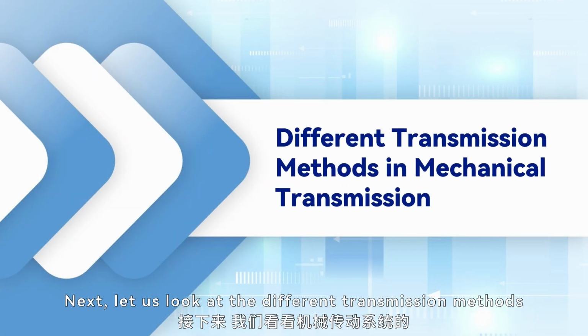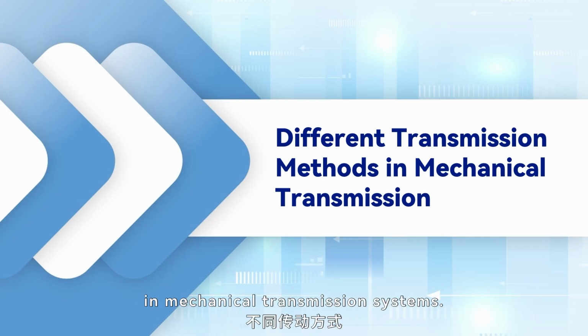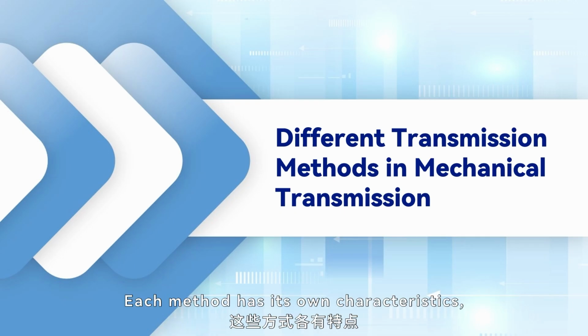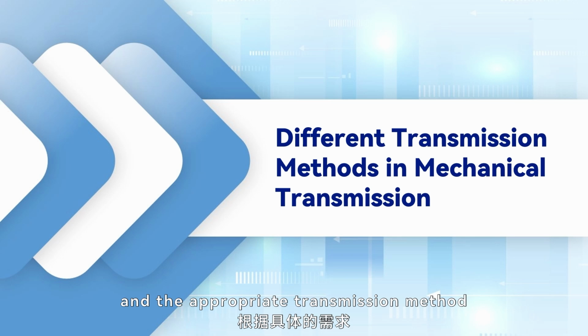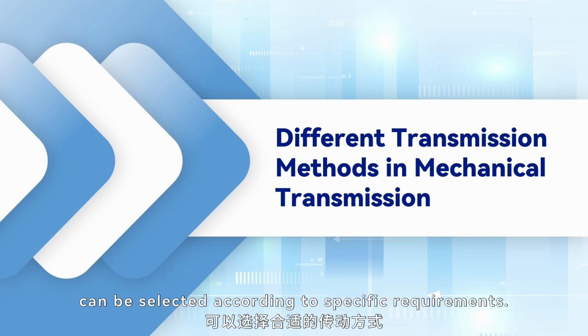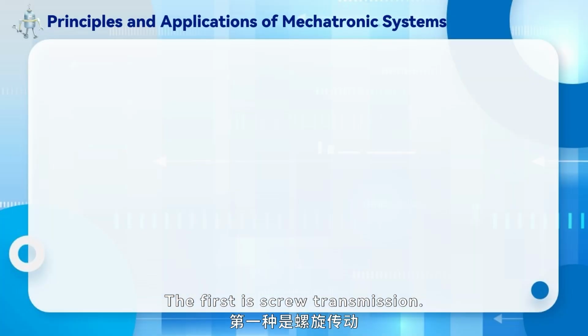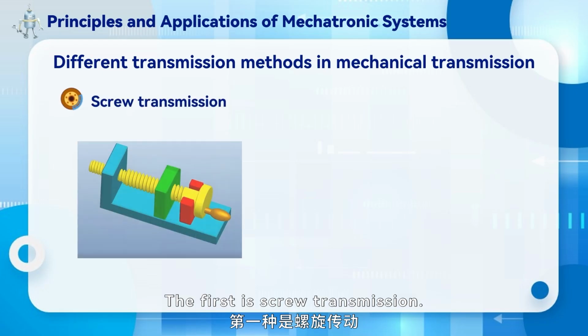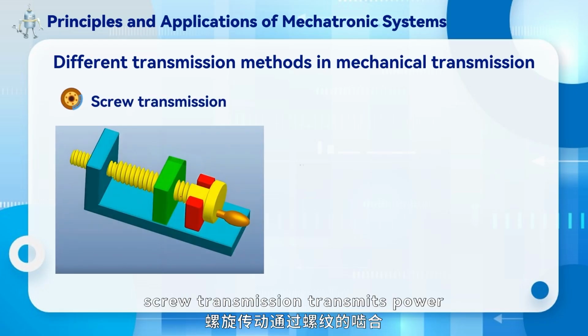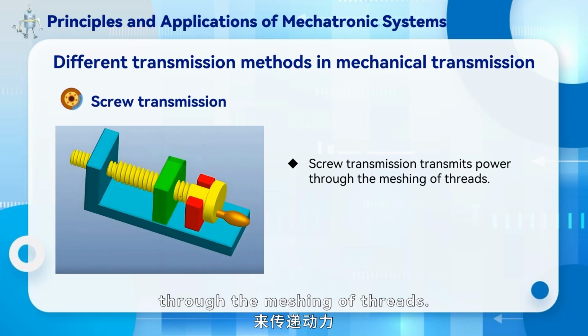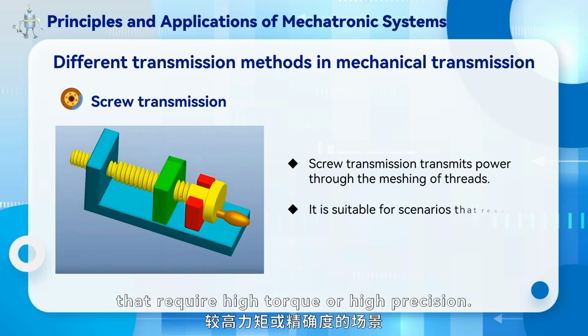Next, let us look at the different transmission methods in mechanical transmission systems. Each method has its own characteristics, and the appropriate transmission method can be selected according to specific requirements. The first is screw transmission. As shown in the figure, screw transmission transmits power through the meshing of threads. It is suitable for scenarios that require high torque or high precision.